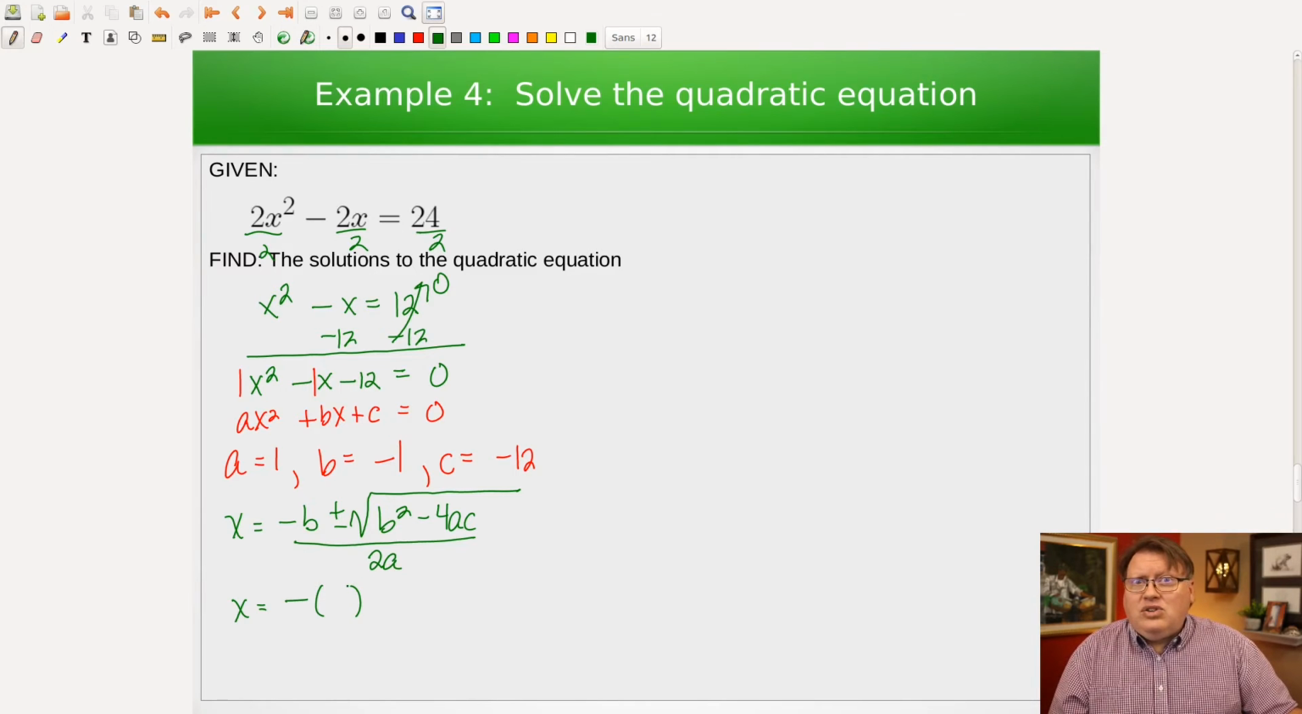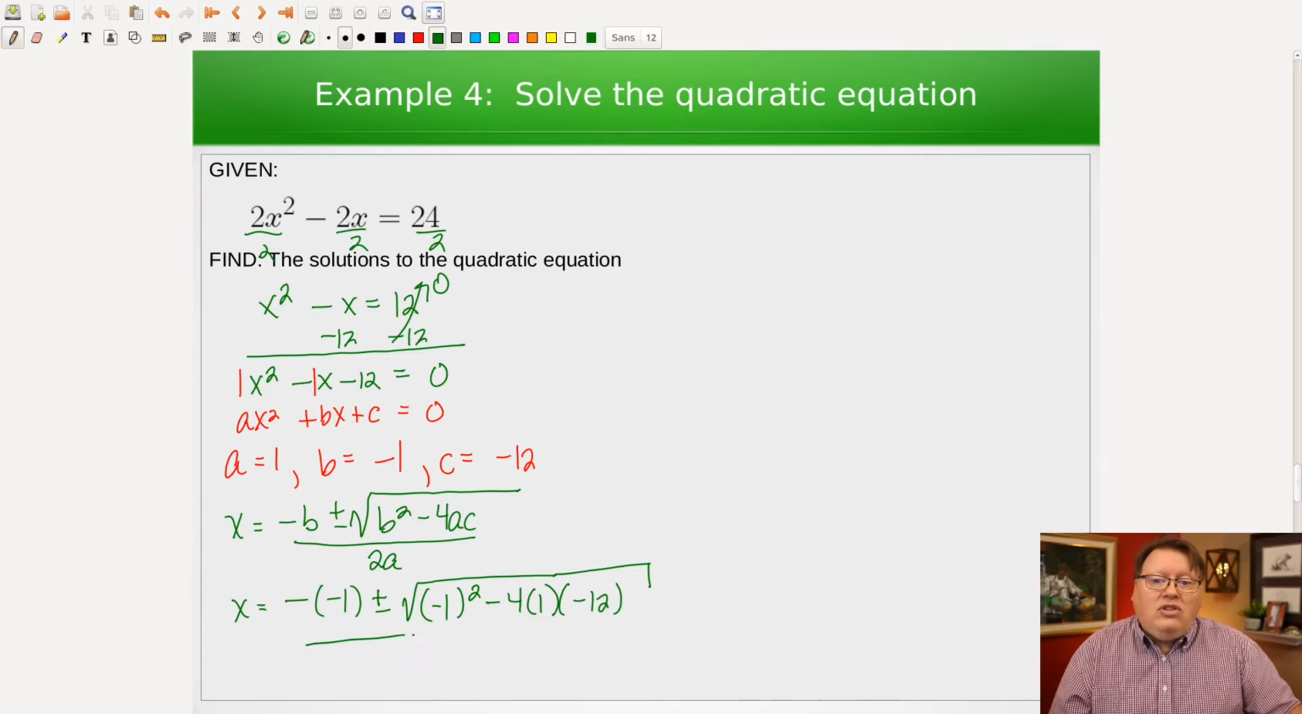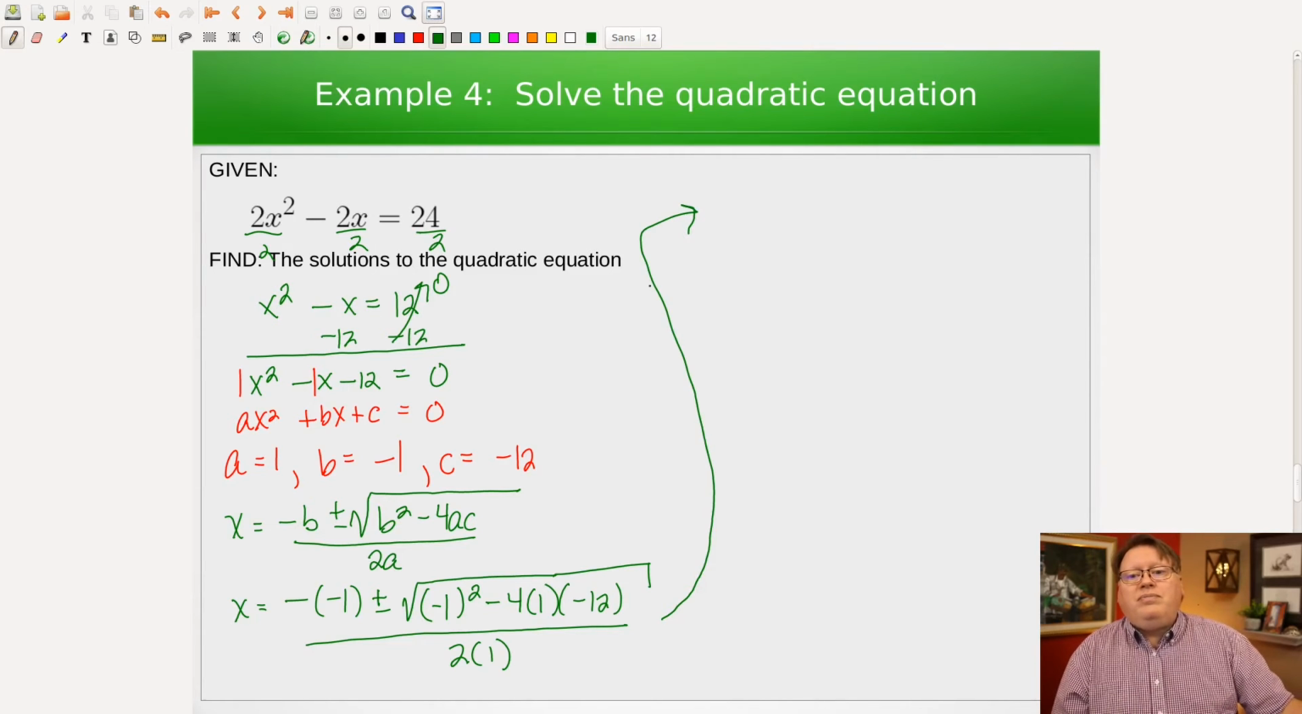And now you see why I like to use parentheses. This b is negative. We don't want to confuse the negative on the value of b with the negative in our formula. Okay? So this is the opposite of a negative 1, plus or minus the square root of b squared. Again, I'm going to put negative. B squared minus 4 times a, which is 1, c is a negative 12, and all of this is over 2 times 1. And we're going to come up here and continue on.